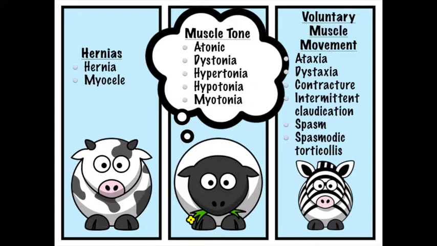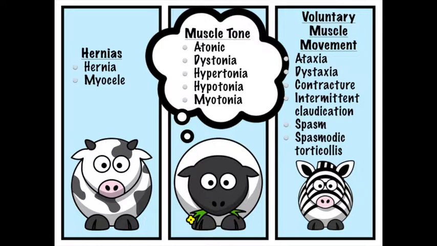Myotonia is a delayed relaxation of the muscle after a strong contraction. Myo meaning muscle, ton meaning tone, and ia meaning condition. Voluntary muscle movements. Ataxia is an inability to coordinate the muscles in the execution of voluntary movement. A means without, tax means coordination, and ia means condition.